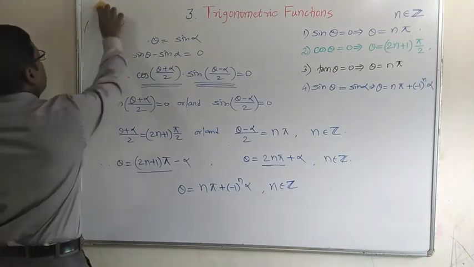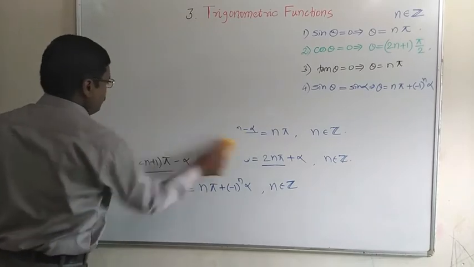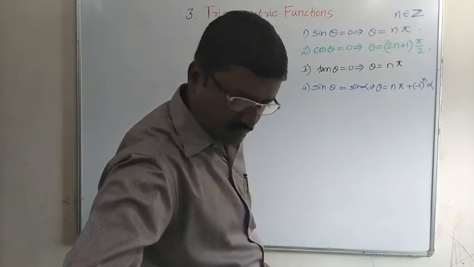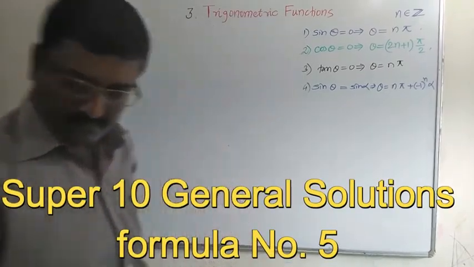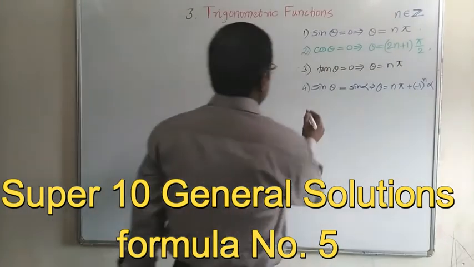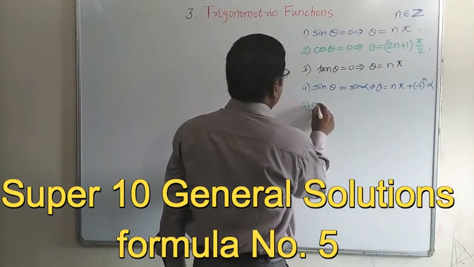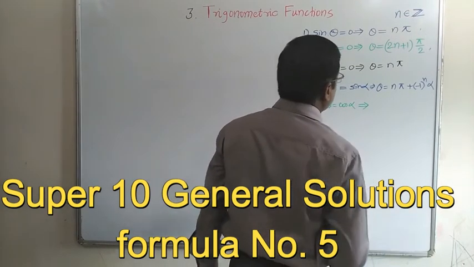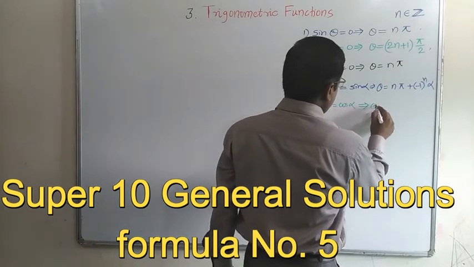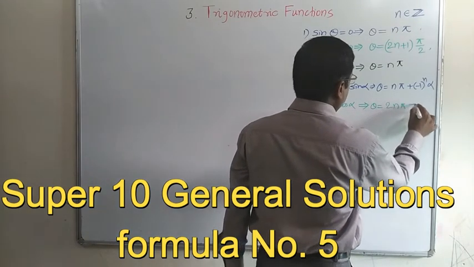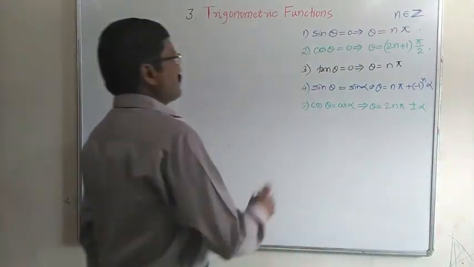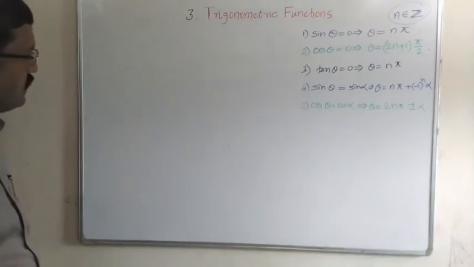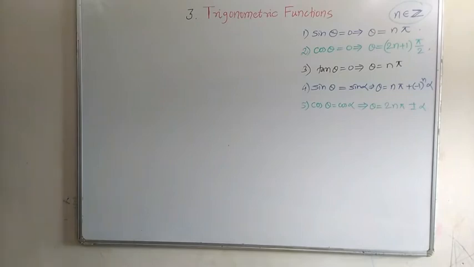Let us move towards the next one, that is the fifth. A similar result for the cosine function. The fifth one: if cos theta equal to cos alpha, then theta is equal to 2n pi plus minus alpha, where n belongs to the set of integers. That n is already written here. Let us try to prove this result.